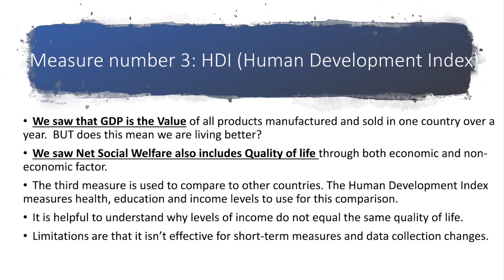Which leads us to our third measure of economic growth, which we call the Human Development Index, or HDI. So we've got our GDP, our net social welfare, and then Human Development Index measures health, so life expectancy, education, which is the number of years we spend in school, and income levels. And then this is useful to measure against other countries, so we use these for comparison. It is helpful to see different income levels and different qualities of life, but the limitations is that short term, it's hard to measure these things short term, because over a lifetime we don't know when we're going to pass away, for example, and the data collection changes all the time as well.